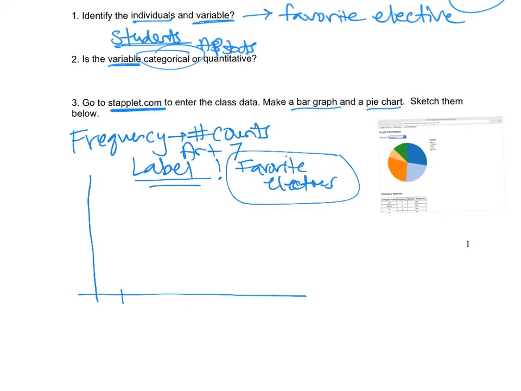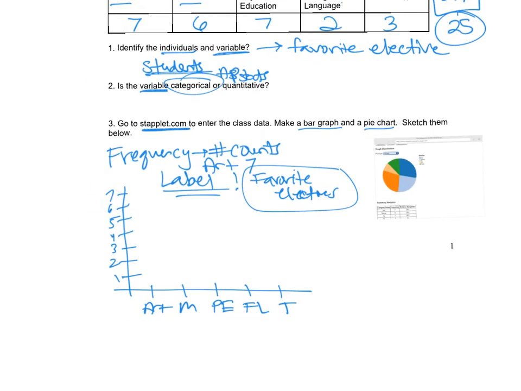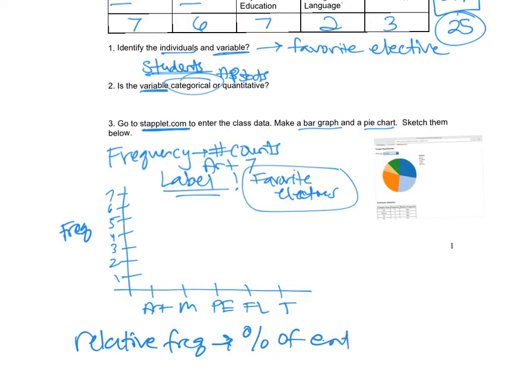Then I need to label down here. You need to label both axes. So I would label this as art, music, PE. Okay, I'd probably write them out if I was doing it for an AP test or something. And then you have to, 2, 3, 4, 5, 6, 7. You have to label the numbers over here too. You don't have to always label all of them, but it's kind of easier to do that. And then you want to say what this is. This is frequency. It's not relative frequency, okay? Relative frequency, if you remember from the chart, was a percentage of the whole, of the entire data, okay? It's a percentage for relative frequency.